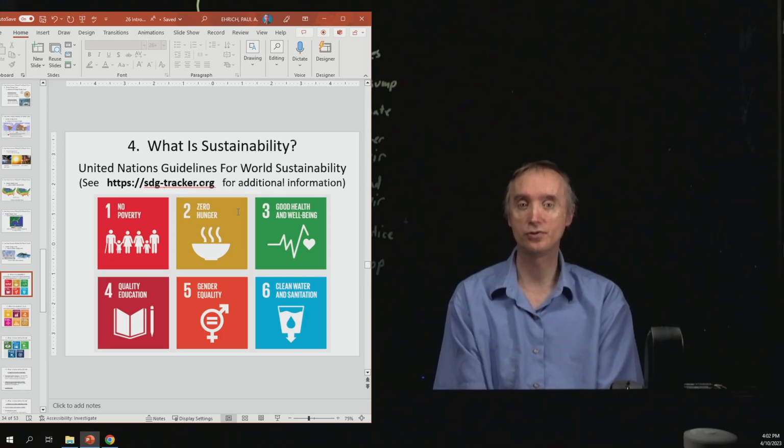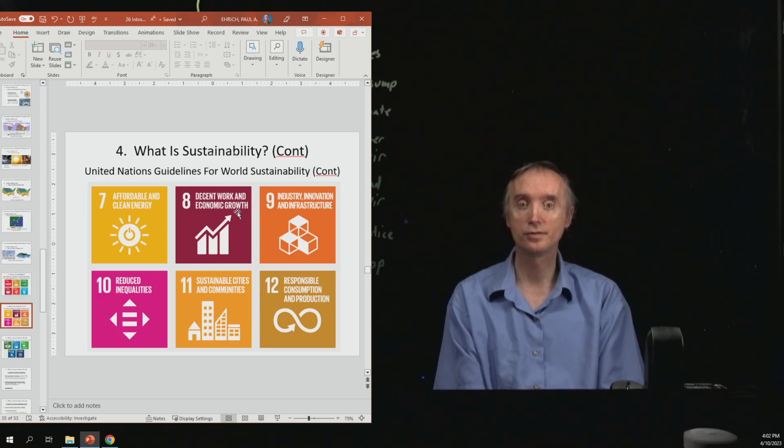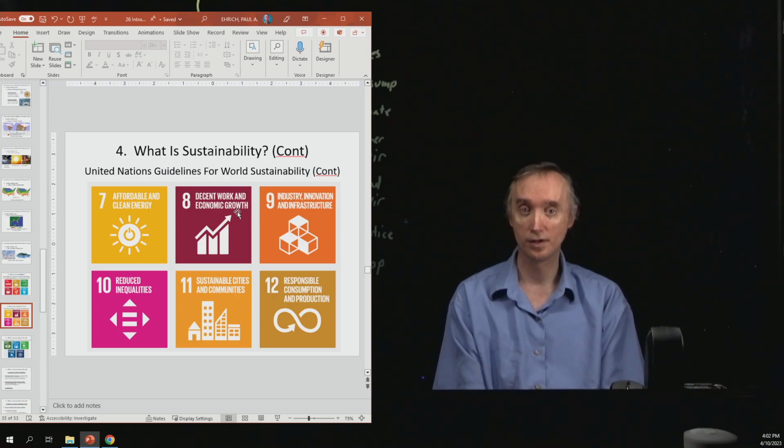Number five is gender equality, so between men and women. Number six is going to be clean water. Number seven is going to be energy, so having a type of energy that is renewable. Number eight is economic growth. So we want countries to be able to have economic growth in order to be able to have enough money and resources to take care of their people.